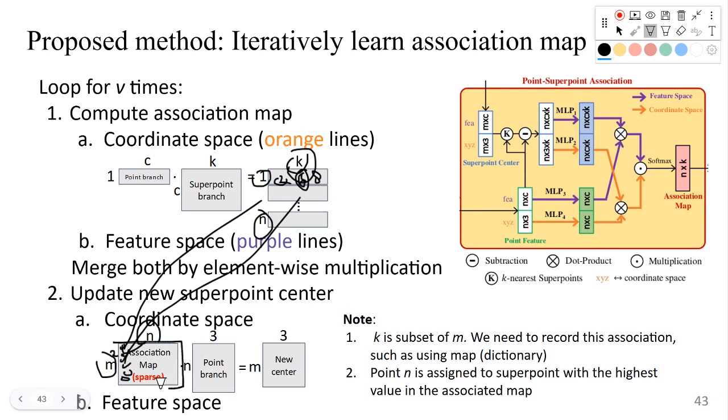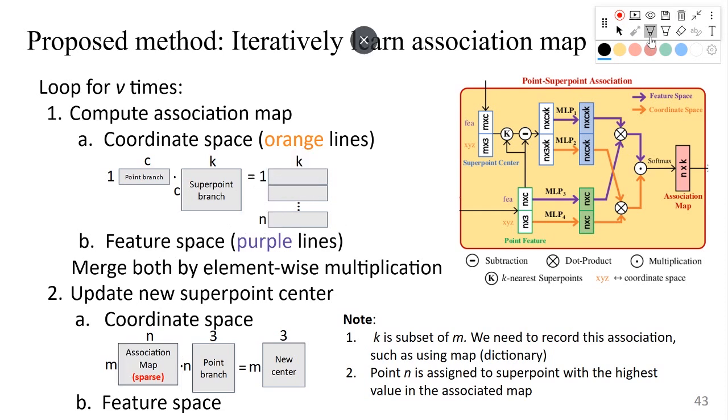So that's why this association map, the large association map, which is m by n, is a sparse matrix, not like this one, which is n by k. This is not sparse. After we have this sparse association map, we will multiply it with the original points to get the new centers.